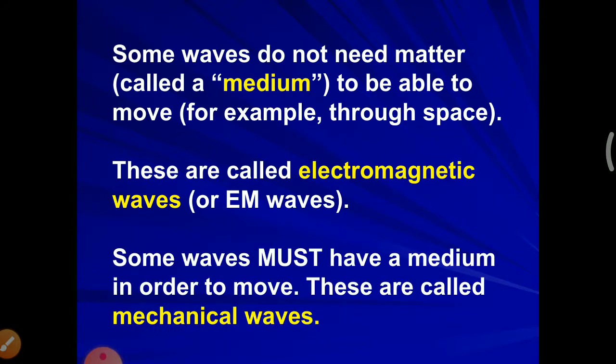Some waves must have a medium in order to move. These are called mechanical waves. A mechanical wave does not travel by itself. It must need a medium to travel. It does not travel in space because in vacuum or space there are no particles. If there are no particles, these types of waves do not travel.